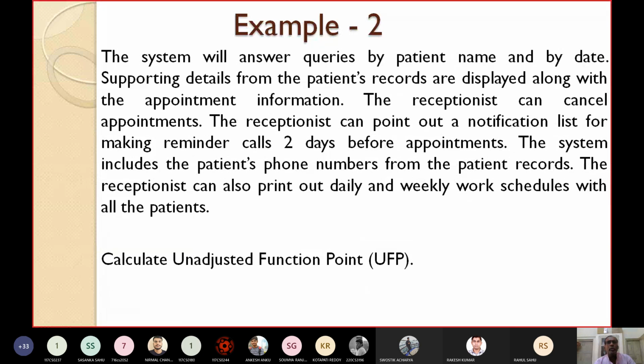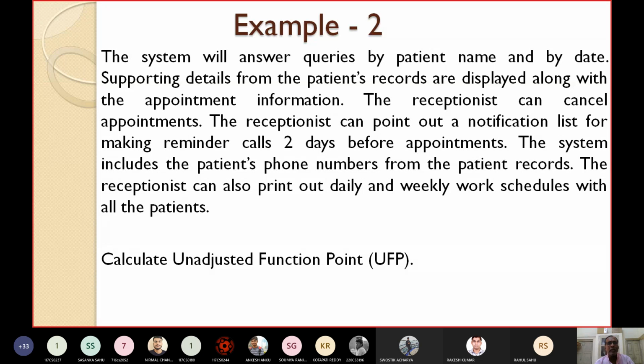The system will answer queries by the name of the patient and by date. Supporting details from the patient's records are displayed along with the appointment information. The receptionist can cancel the appointments also. The receptionist can also print out a notification list for making reminder calls 2 days before the appointments. The system includes the patients' phone numbers from the patient records. The receptionist can also print out daily and weekly work schedules with all the patients.